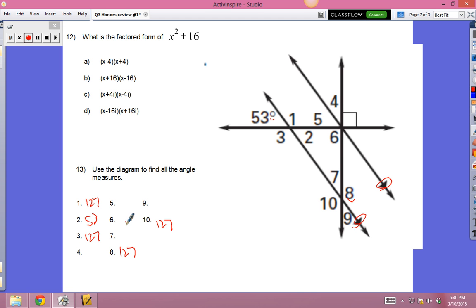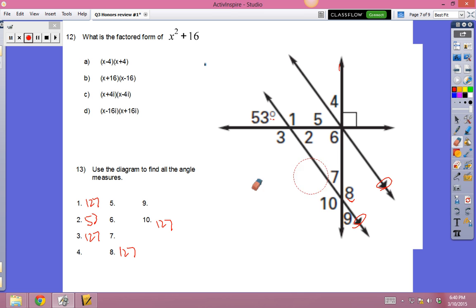Oh, you know what? I'm not sure about this 7, 8, 9, and 10, because I've got this perpendicular vertical line going through up here. So I might have to erase my 7, 8, 9, and 10. I might have jumped the gun a little bit there.